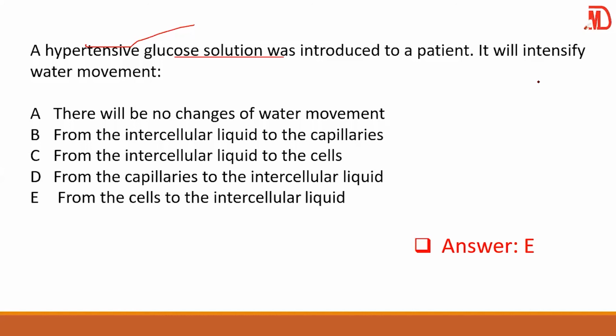Of course, you can argue with me that fluid should move from the intercellular liquid into the cell or into the capillaries. But this is quite different. This was a hypertonic glucose solution that was administered. And again, we're not too sure whether it was given intravenously or intramuscularly. If it is intravascular, into the veins, obviously there will be movement from the interstitium into the capillary beds or into the cell. But over here, the opposite is true. There will be movement from the cell to the intercellular liquid. So here, we're looking at E.